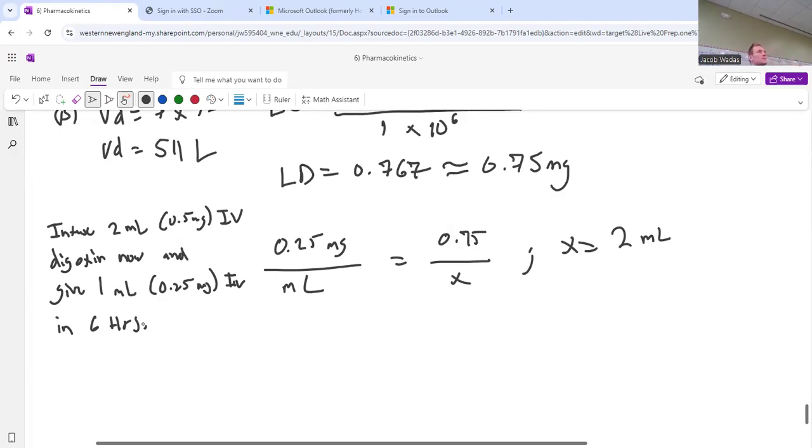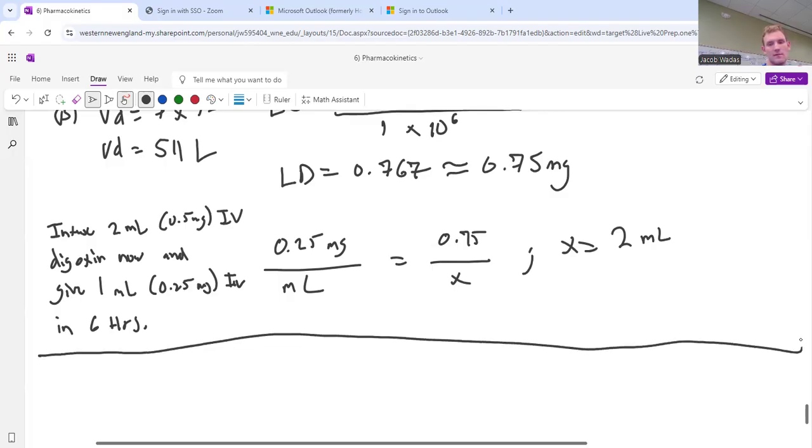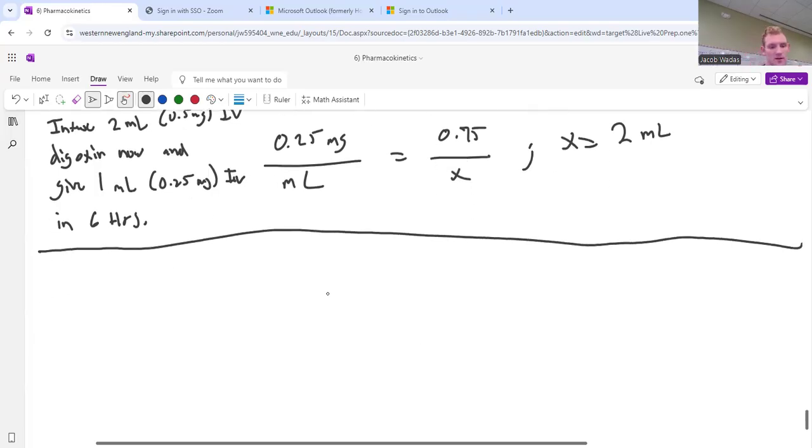The difference between the doses has to be sure. Any questions on how we did the IV dosing? All good? Right.